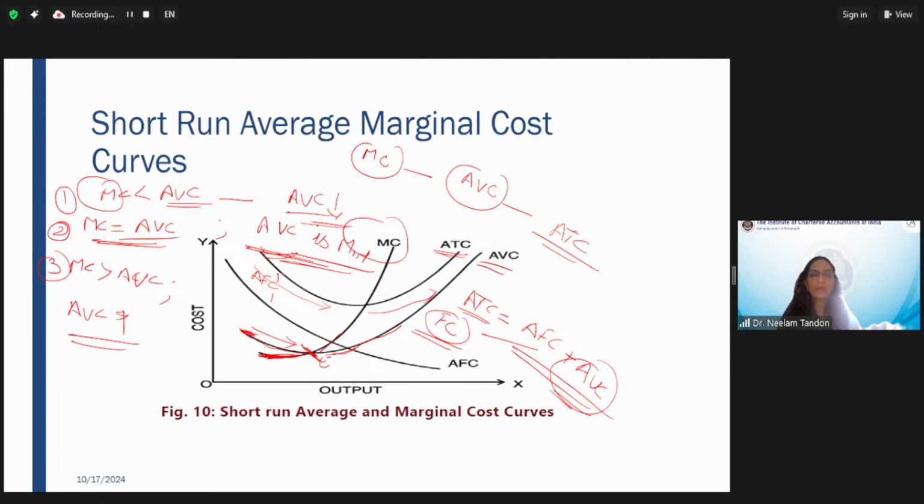And that is why you can see here, when the marginal cost is less than average cost, average cost will decrease. When marginal cost is equal to average cost, average cost is minimum. When marginal cost is higher than average cost, average cost starts increasing. What is true for AVC is true for ATC. So basically, marginal cost defines the shape of AVC and ATC. So this is the relationship between marginal cost and average variable cost.